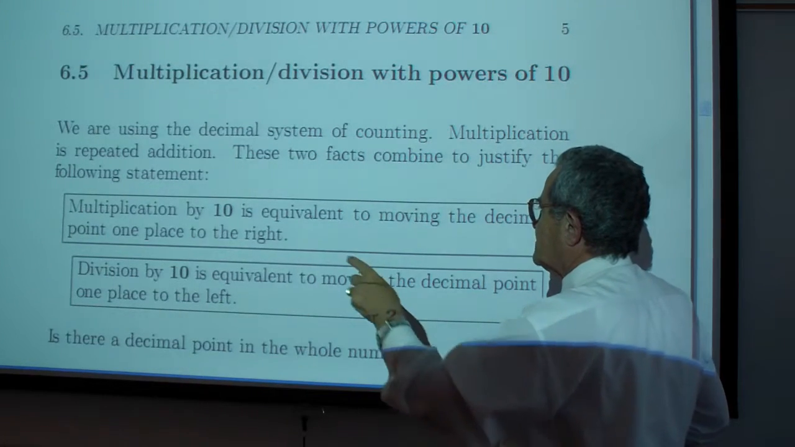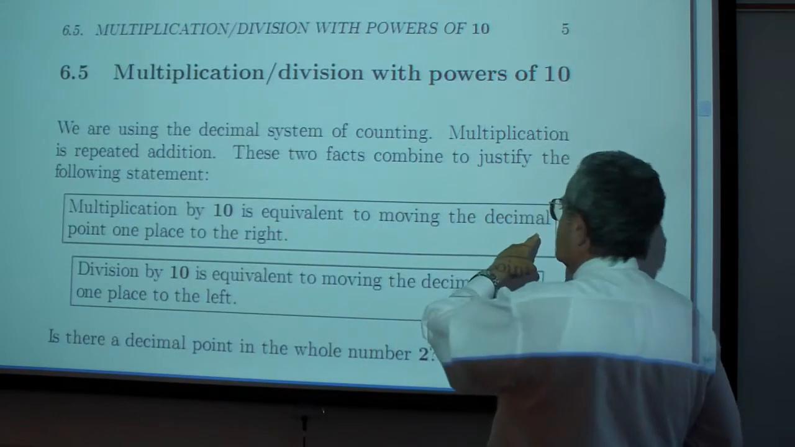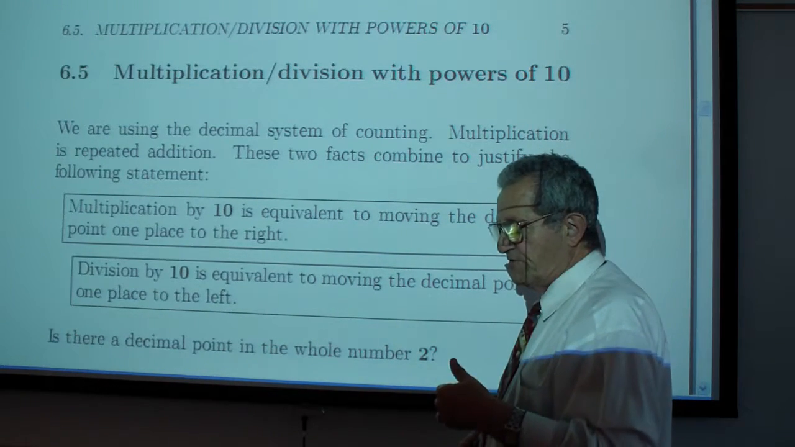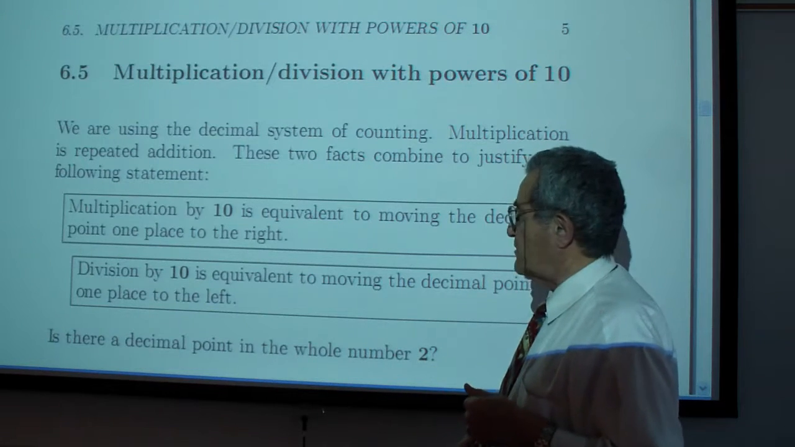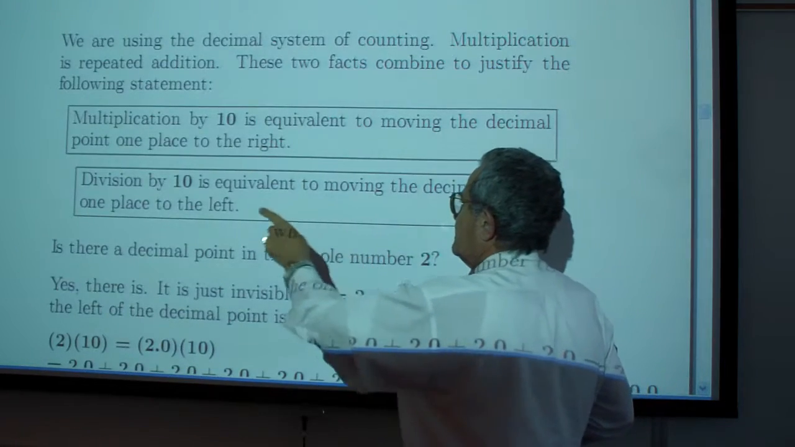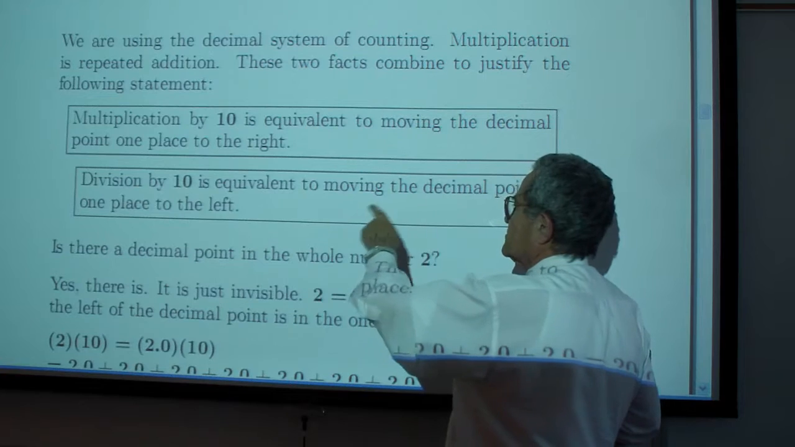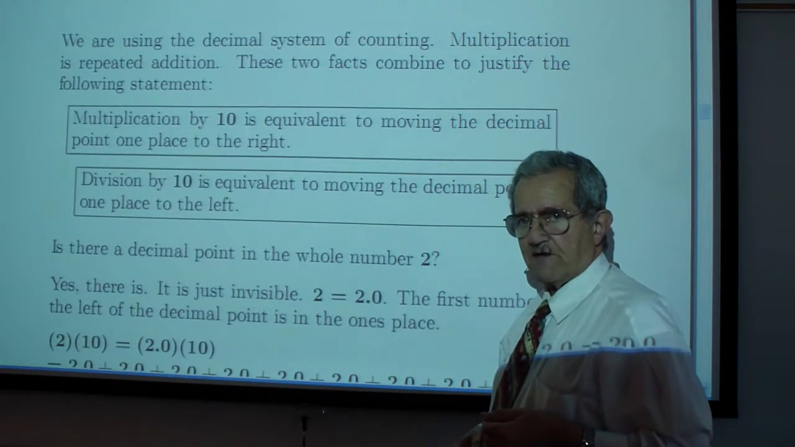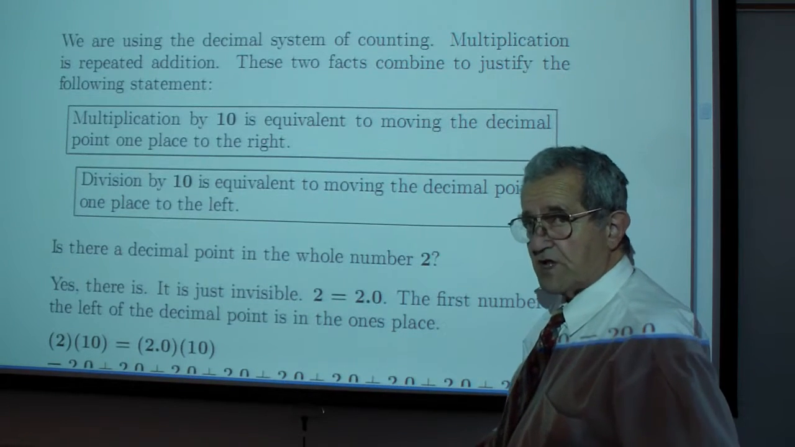Okay. Multiplication by 10 is equivalent to moving the decimal point one place to the right. Like 5 times 10 gives you 50. Multiplying by 10 makes the number bigger. Division by 10 is equivalent to moving the decimal point one place to the left. 50 over 10 is 5. When you divide by 10, the number gets smaller.